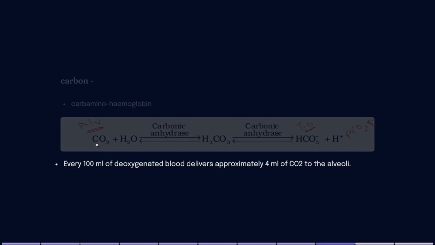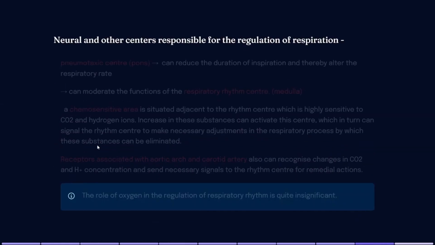Next, every 100 ml of deoxygenated blood delivers approximately 4 ml of CO2 to alveoli. Now, every 100 ml of oxygenated blood, as you remember, delivers 5 ml of CO2. Next, there are only two more important parts left in this chapter.